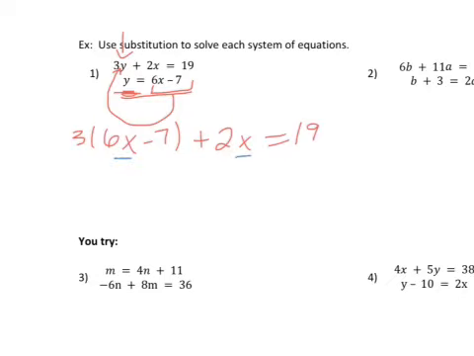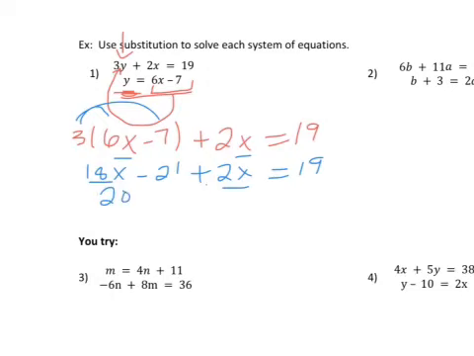I have x. So what we're going to do next is use the techniques that we've already developed to solve this equation for x. To start, I'm going to take my 3 and distribute it. So we get 18x minus 21 plus 2x equals 19. Okay, next I want to combine my like terms. So you'll notice I've got 18x and 2x, so that's 20x. And then minus 21 equals 19.